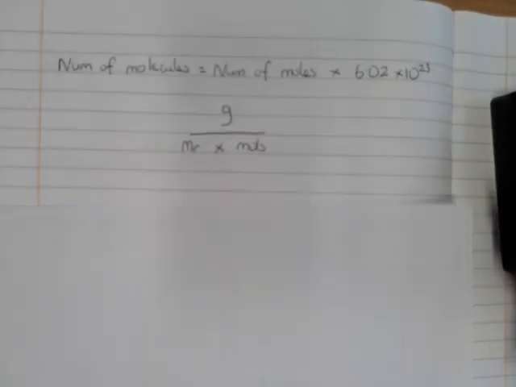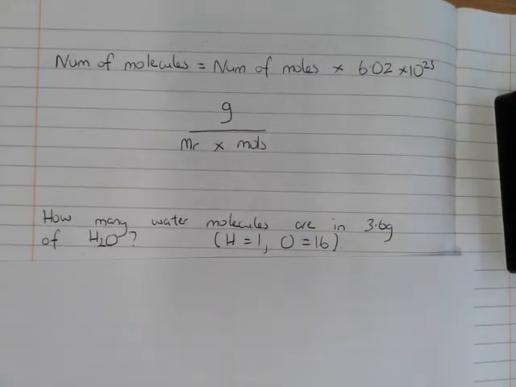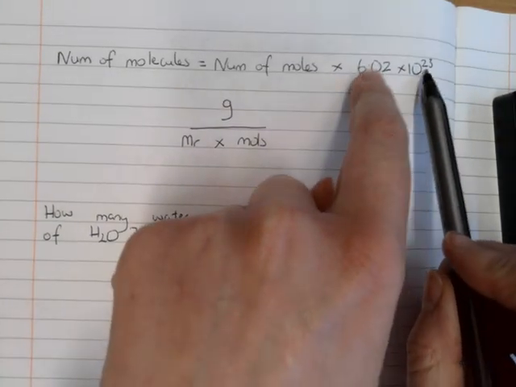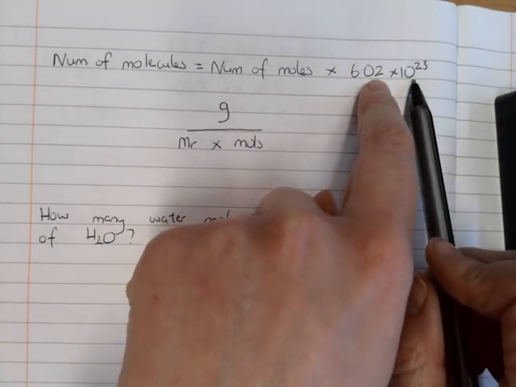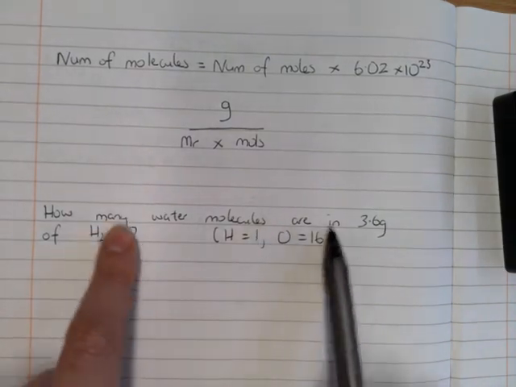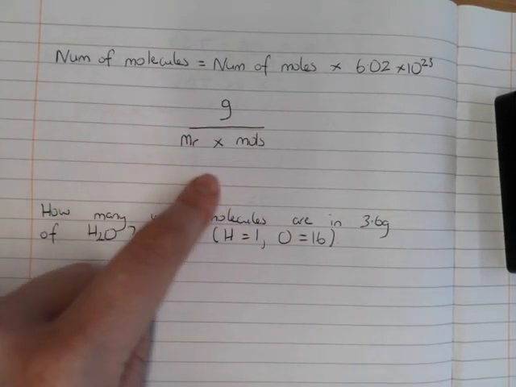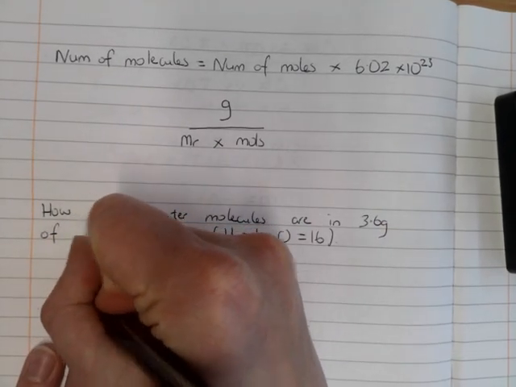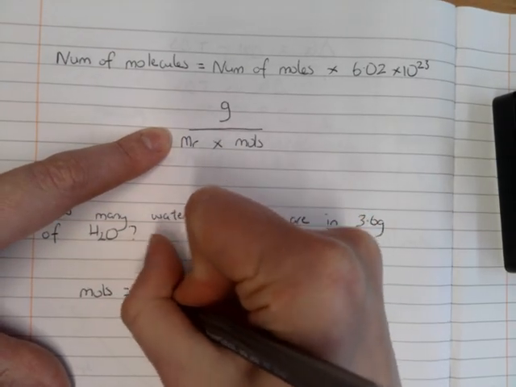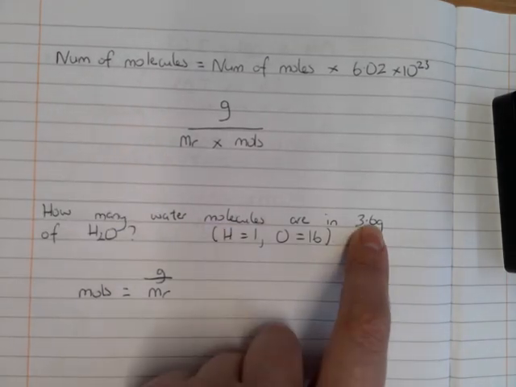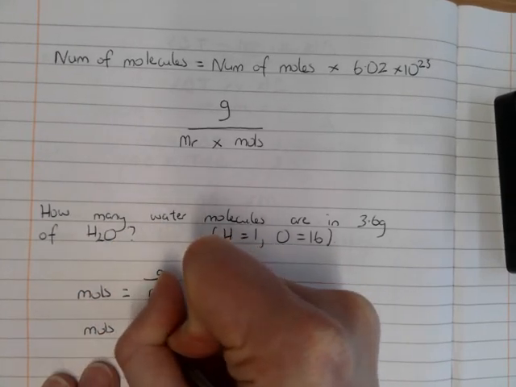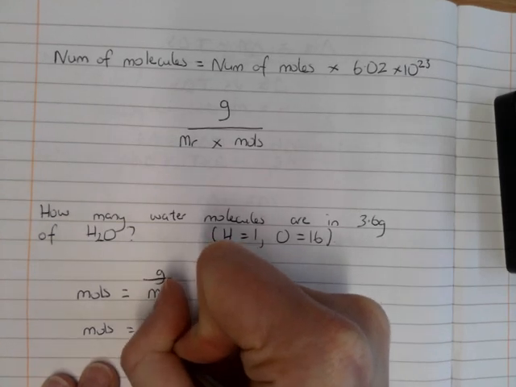So let's have a look at an example question. I've said: how many water molecules are in 3.6 grams of H2O? And in the exam question, they'd give you this number. Because they've given me this number, I know I need to multiply it by the number of moles. But they haven't given me moles, so I need to find moles using this triangle. So I'm going to write down my formula first from my triangle. I know moles equals G divided by Mr. Now in the question, I've got something in grams, 3.6, so I'll be able to fill that into my equation straight away. 3.6 grams goes on the top.